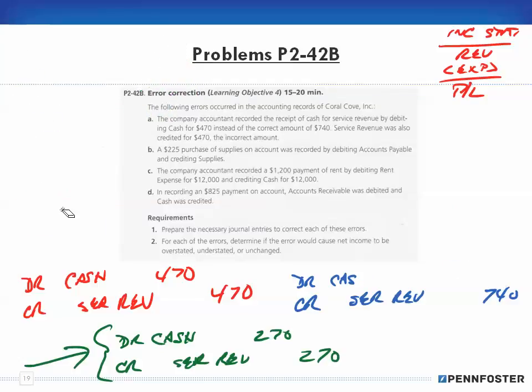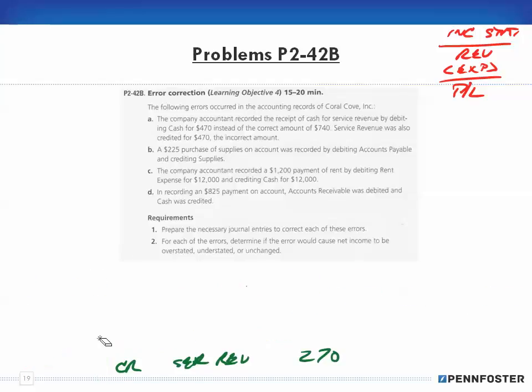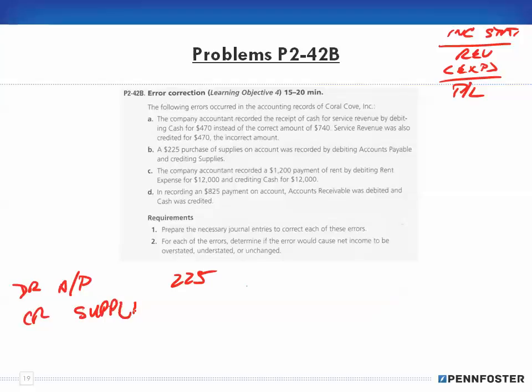Okay, erase all this. All right, there we go. So B: a $225 purchase of supplies on account was recorded by debiting accounts payable for $225 and crediting supplies for $225. So we're purchasing supplies on account.